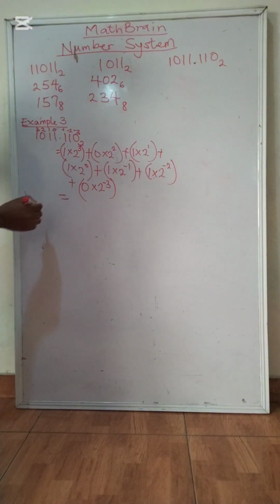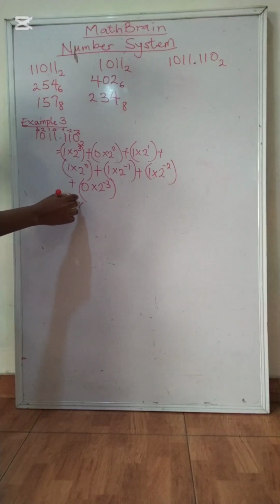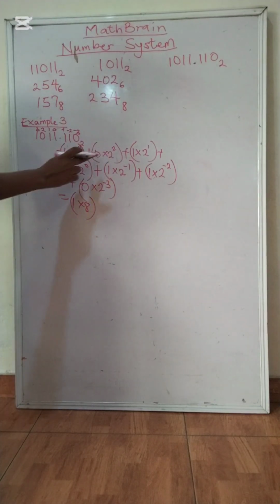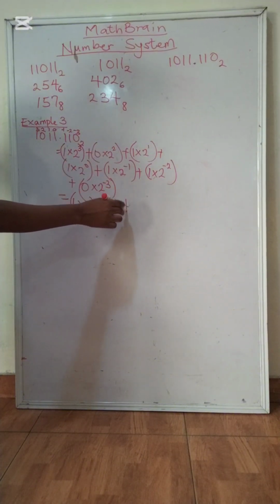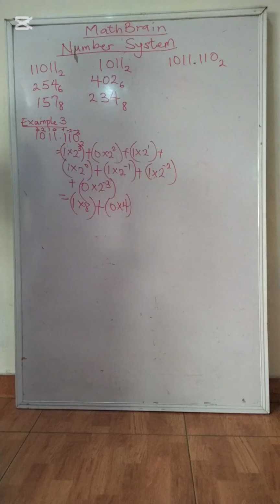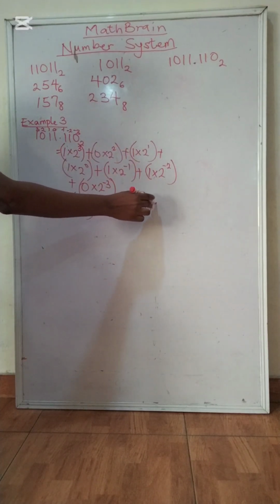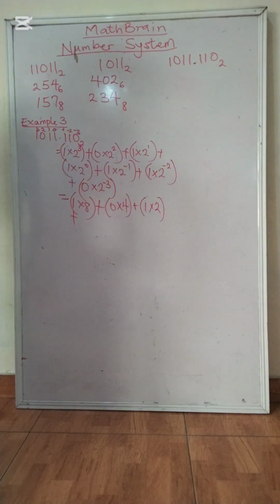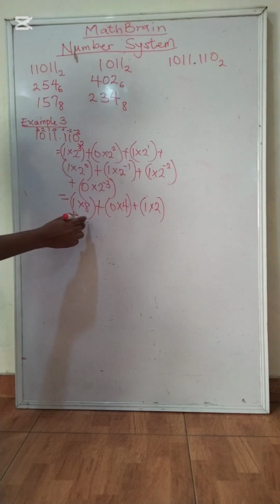So we have equals to 2 raised to the power 3 is 8, so we have 1 times 8, we still put our bracket. 2 raised to the power 2 is 4, so we have 0 times 4 plus 0 times 4. 2 raised to the power 1 is 2, so we have 1 times 2 plus 1 times 2. 2 raised to the power 0 is 1, so we have plus 1 times 1.